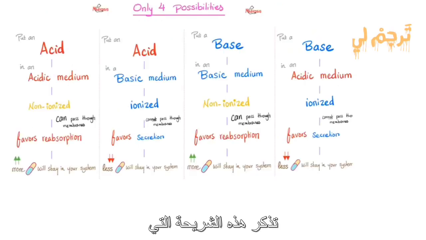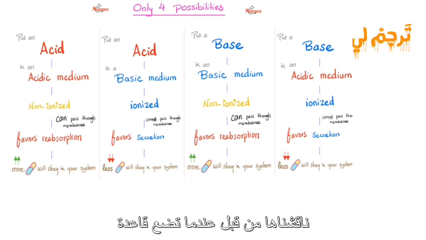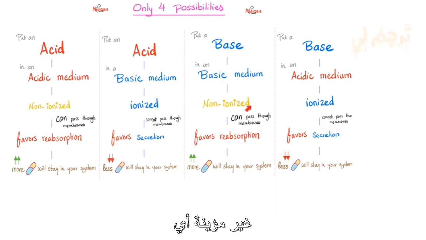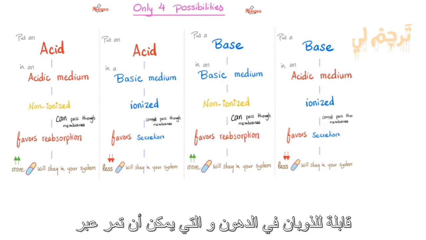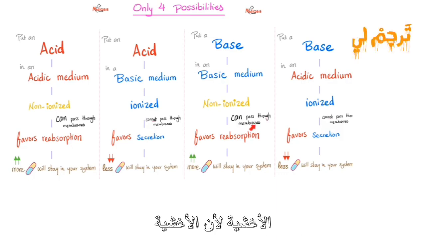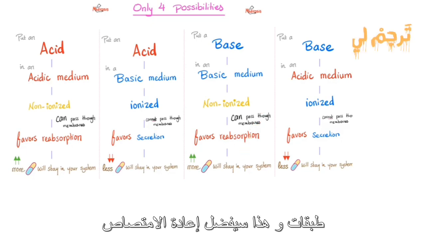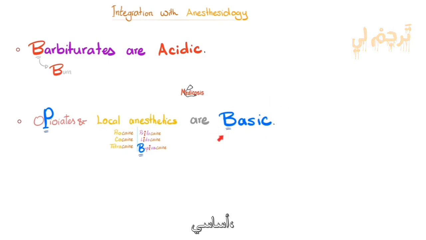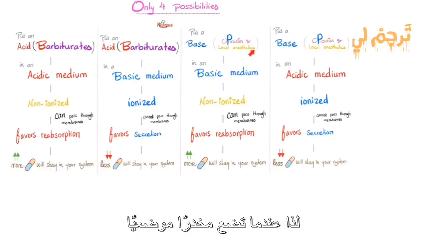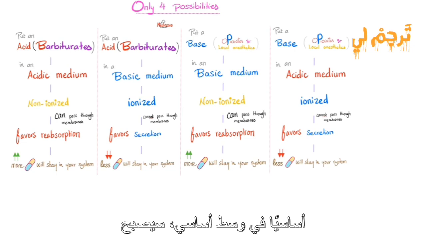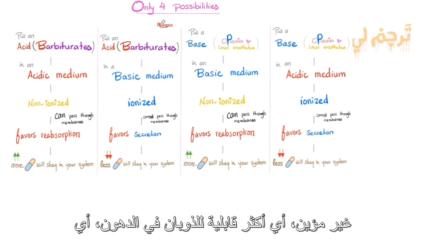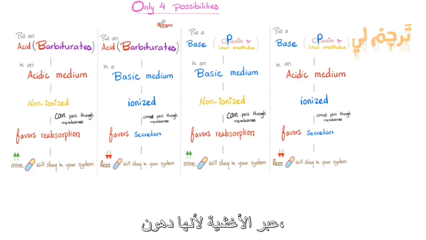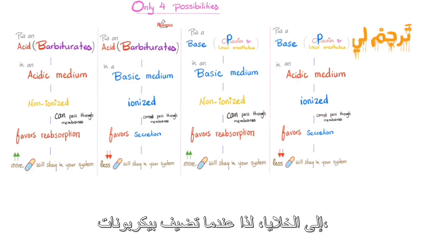Still not convinced? Remember this slide that we have discussed before? Whenever you put a base in a basic medium, you're making it non-ionized, aka lipid soluble, which can pass through membranes because the membranes are lipid bilayer, and this will favor reabsorption or passage through membranes. You already know that local anesthetics are basic. So whenever you put local anesthetics, basic, in a basic medium, they'll become non-ionized, aka more lipid soluble, aka more capable of passing through membranes because they are lipid, and this will favor the entry into cells.